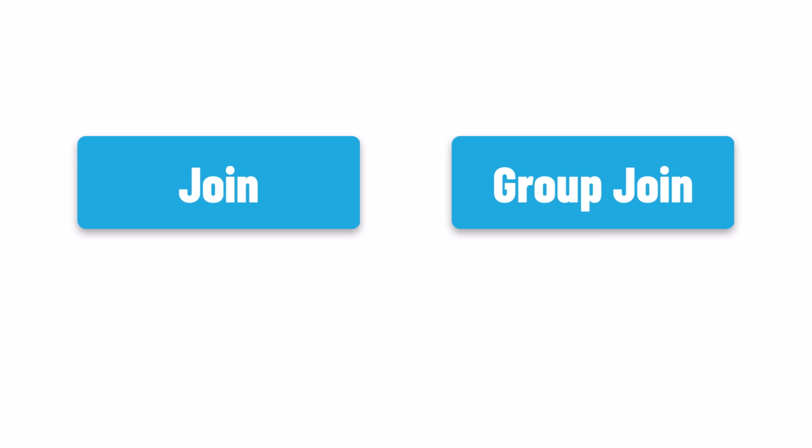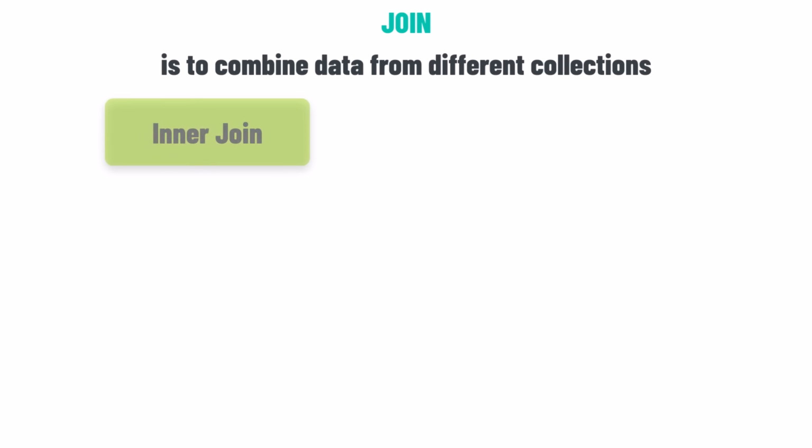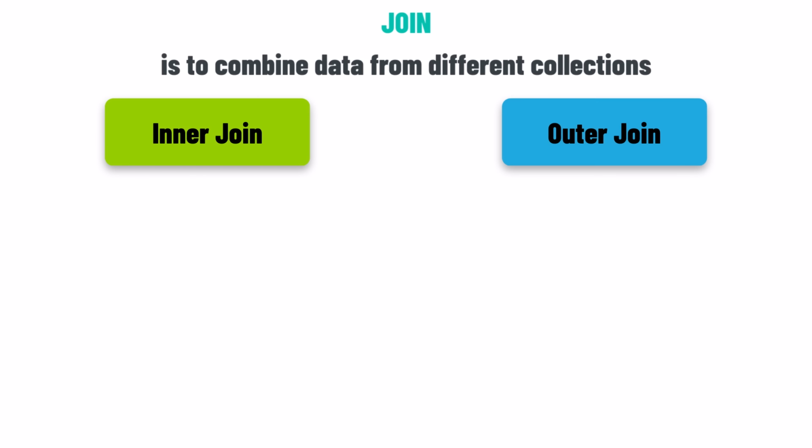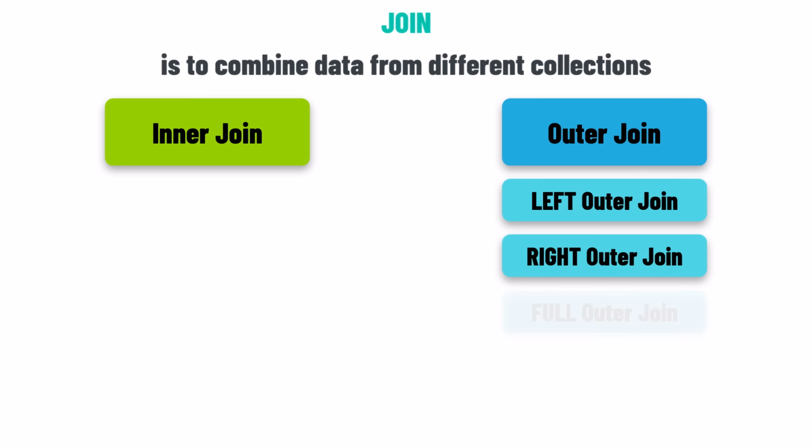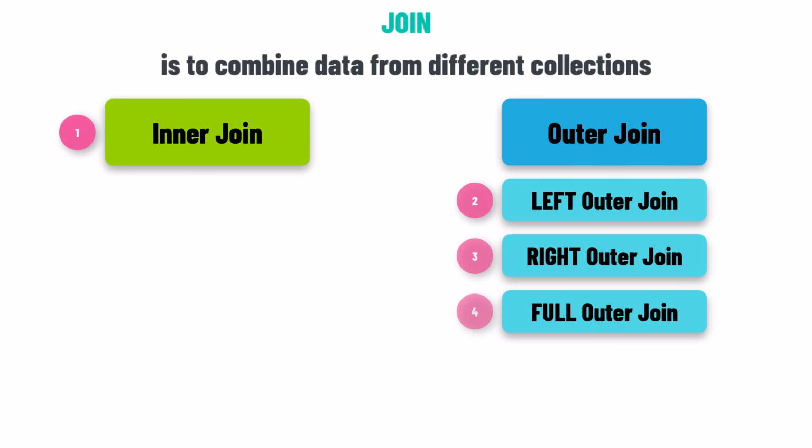So let's get started. Join in general is to combine data from different collections. In general, join has two types, inner join and outer join. Outer join consists of three types, left outer join, right outer join, and full outer join. So, in general there are four join types. Let's understand what does each one mean using the following example.